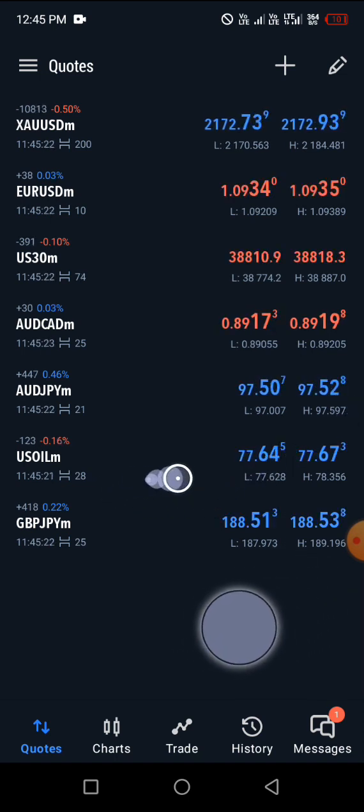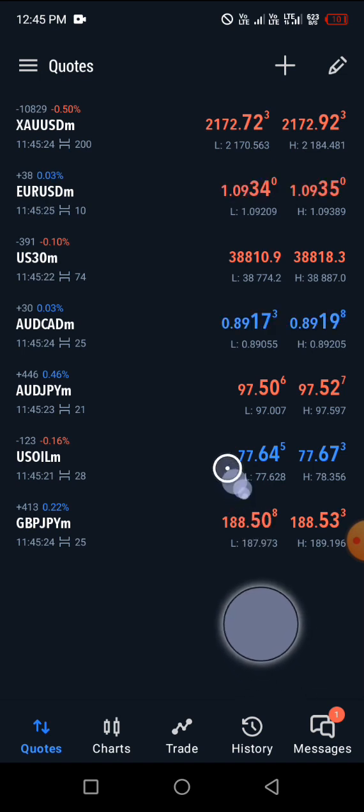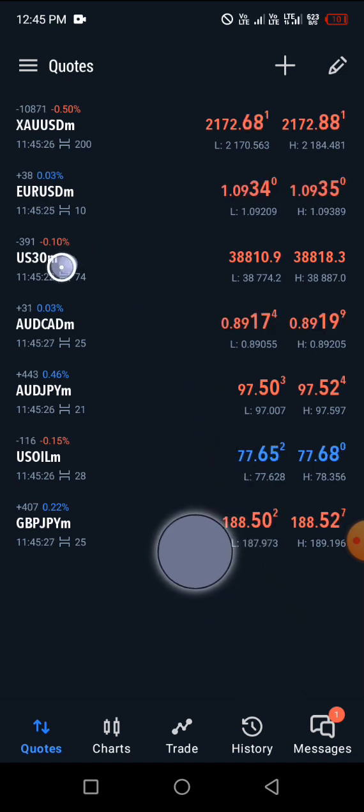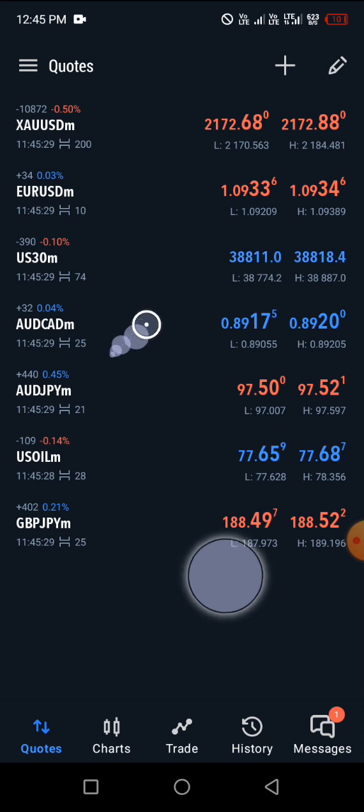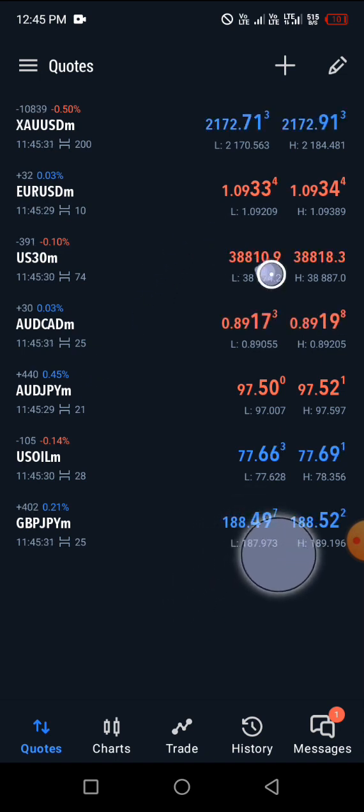Now you can see the oil and all that. So aside from the JPY pairs, every other currency pair has four decimal places. Aside from that, indices have just 1 decimal place. So you neglect the other one and start calculating from the first number after the decimal.